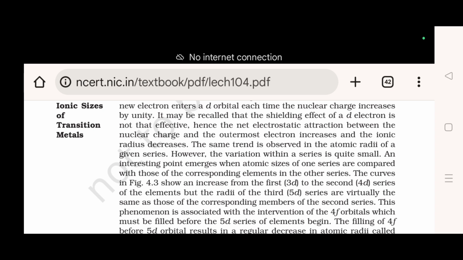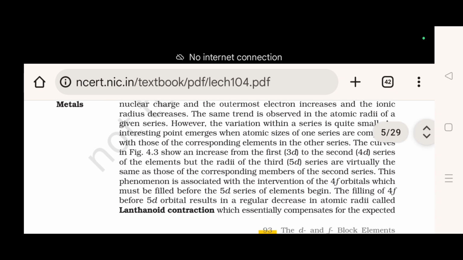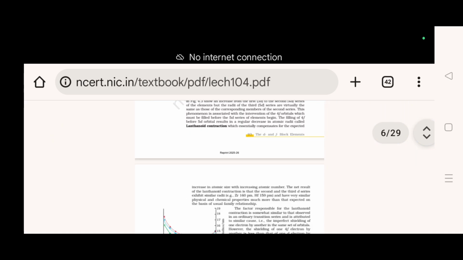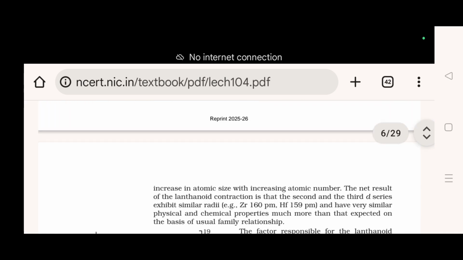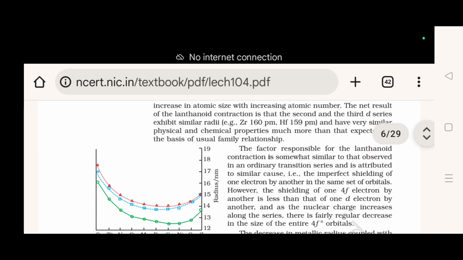This phenomenon is associated with the intervention of the 4f orbital, which must be filled before the 5d series of elements begins. The filling of 4f before 5d orbital results in a regular decrease in atomic radii called lanthanoid contraction, which essentially compensates for the expected increase in atomic size with increasing atomic number. The net result of the lanthanoid contraction is that the second and the third d series exhibit similar radii.